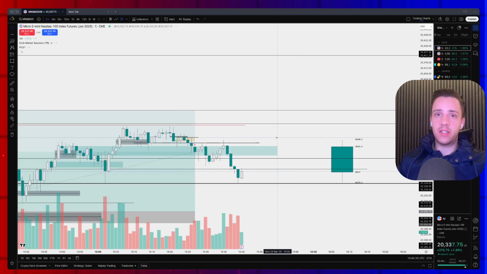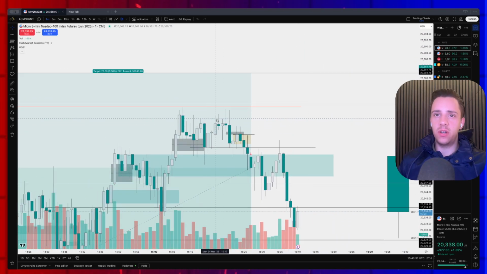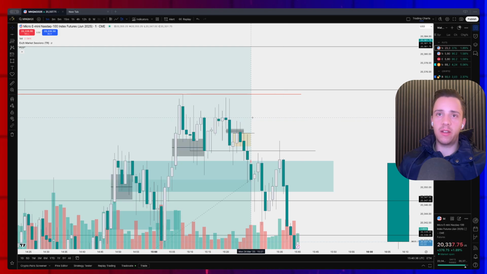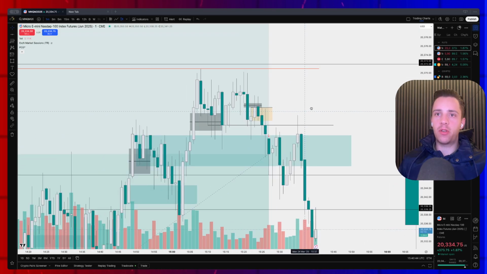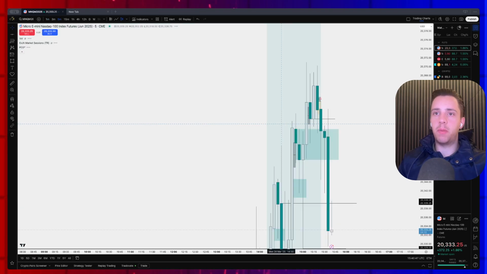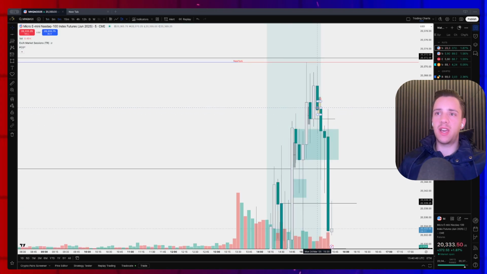We tried several times. You can see here how wicky this is. And I was like, okay, I would love to see a break of structure here. Didn't get that. Then we start dumping lower. I marked this fair value gap. Then I marked this order block. At this point, we were on this candle. I technically exited here in the middle of it.